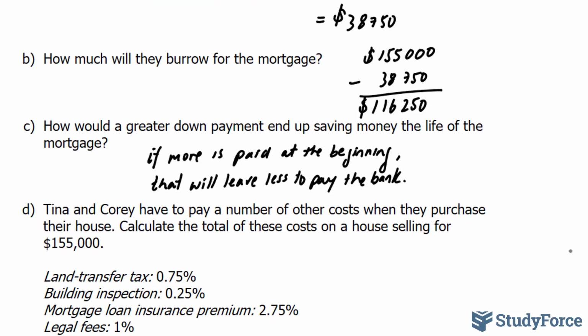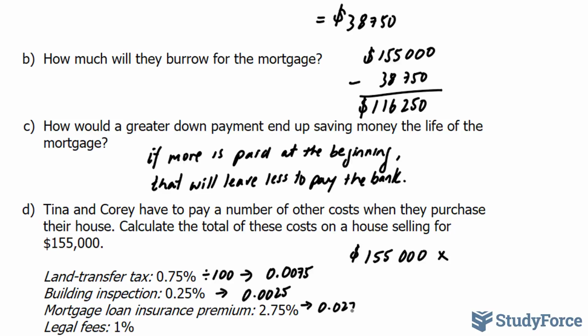In question D, they ask, Tina and Corey have to pay a number of other costs when they purchase their house. Calculate the total of these costs on a house selling for $155,000. So these are percentages of different fees. We'll take $155,000 and multiply it by this percentage. Now, of course, we have to convert this percent into a decimal. So we divide by 100, and this gives us 0.0075. Dividing this by 100 gives us 0.0025. This one gives us 0.0275, and this gives us 0.01.